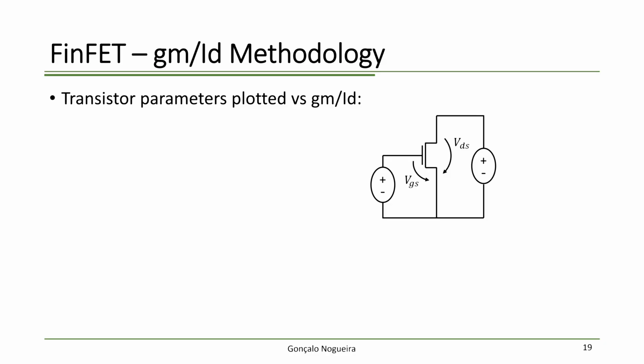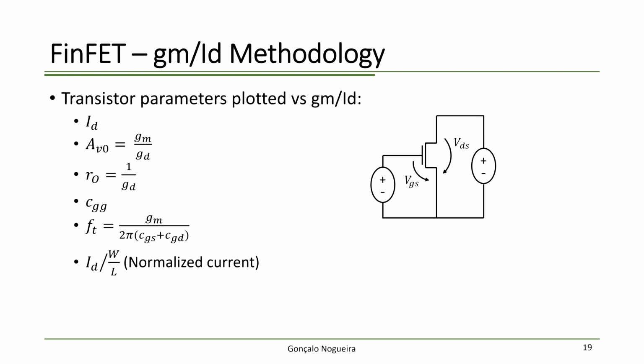Now, when you're sizing your transistors, defining your operating points, and checking how they behave, you plot your transistor parameters versus gm over ID. You can plot parameters such as the current, the gain given by gm over gd, the output resistance, the gate capacitance, the transition frequency to check the speed of the transistor, the normalized current to compare different transistors, and whatever you find important to use.